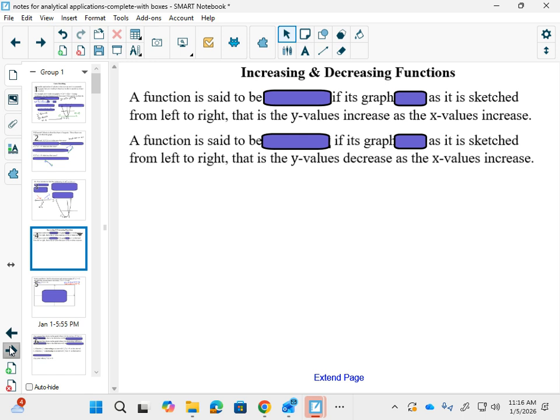So increasing and decreasing. If it goes up from left to right, we say that's increasing. If it goes down from left to right, we say that that is decreasing.